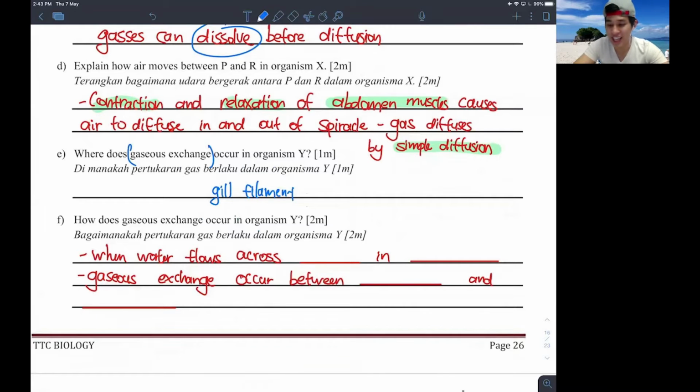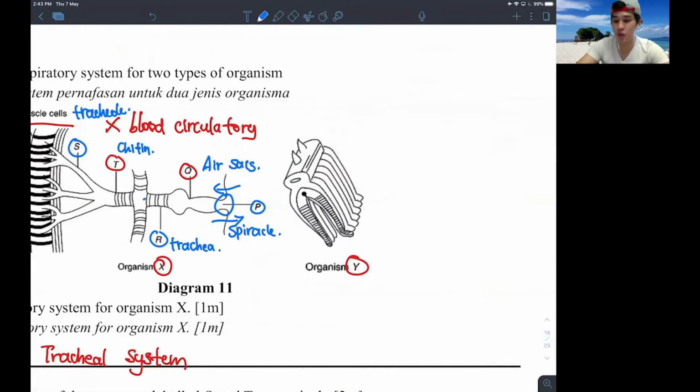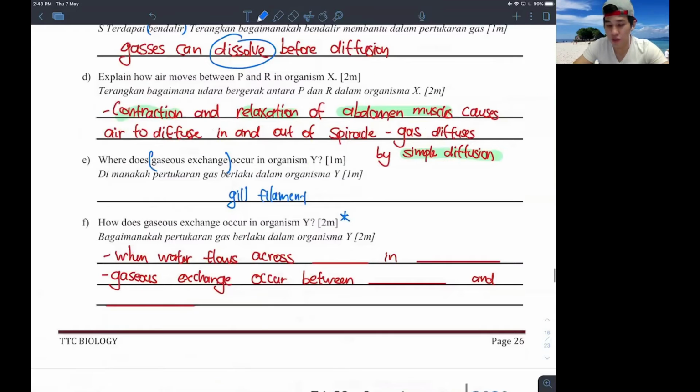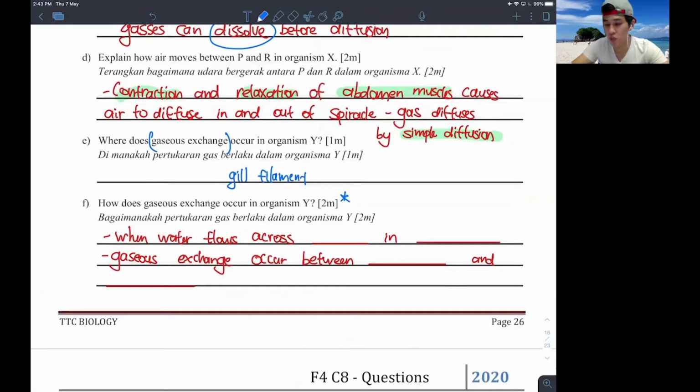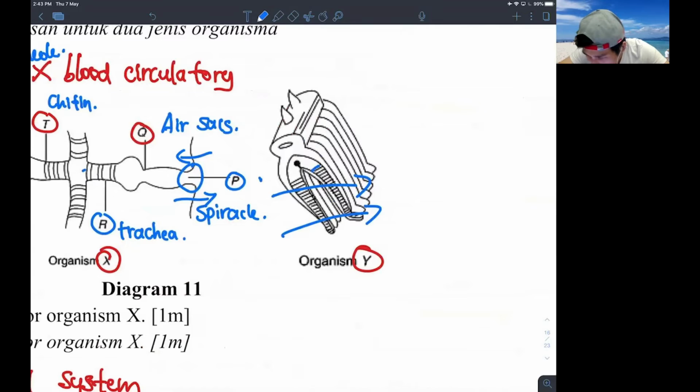Okay, F. How does gases exchange occur in organism Y? Okay, so this part is exactly the same in your notes. So in the gill filament, gases exchange will occur with the surrounding water. So the first sentence here I give you, fill in the blanks. When water flows across what in the what? So inside the filament, you have even smaller structures whereby gases exchange will occur. So we will say when water flows across what?